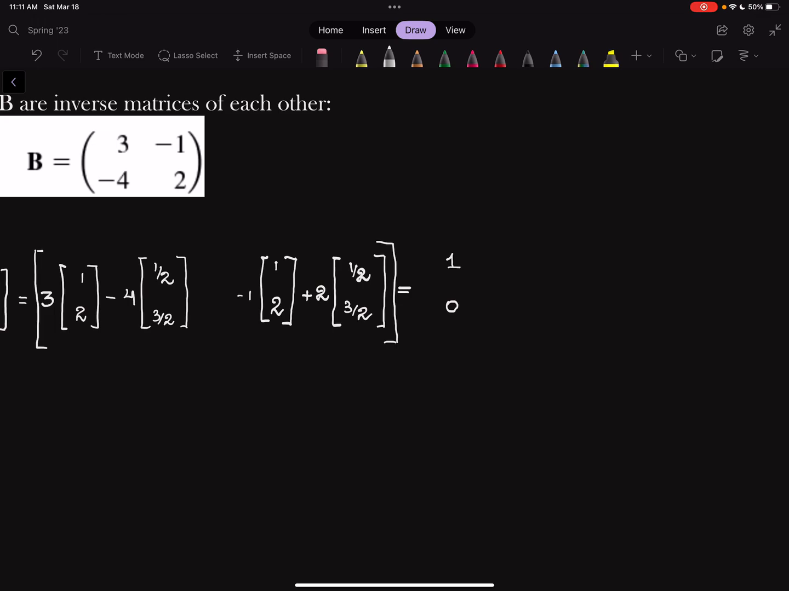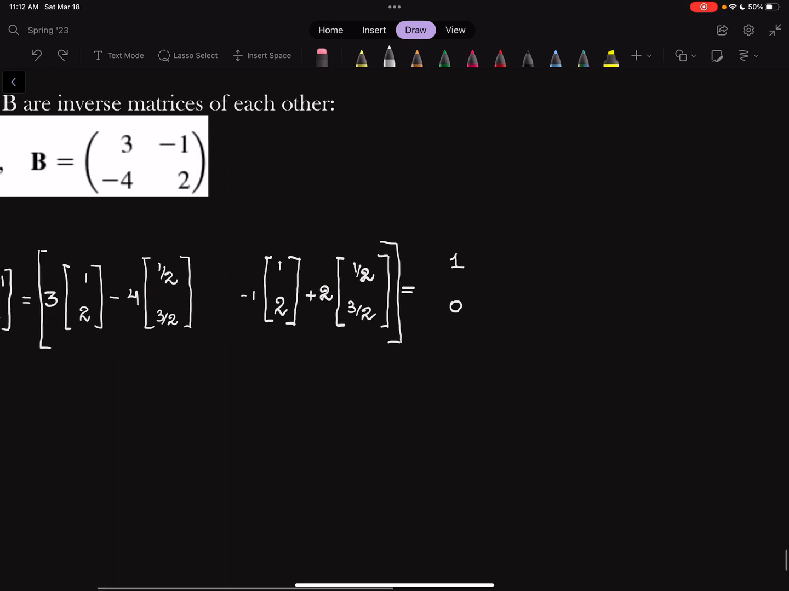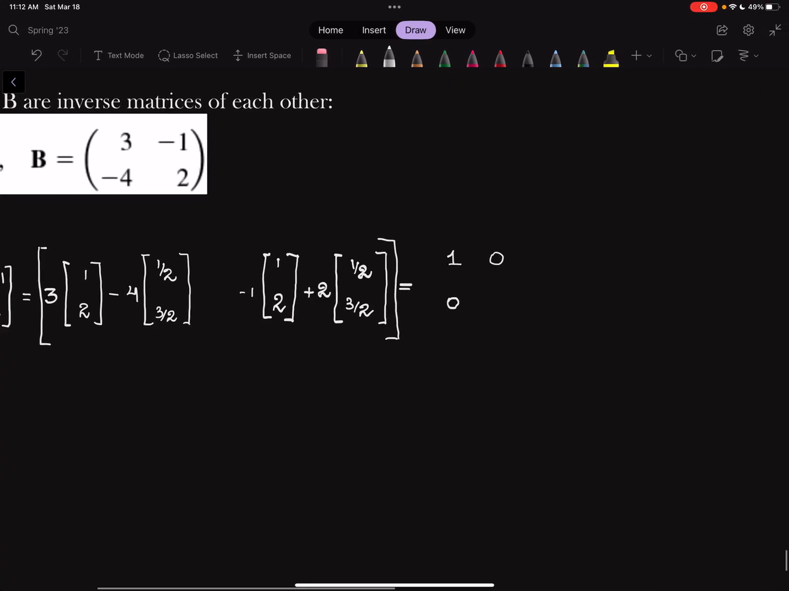And then we're going to go to this. We're going to say -1 times 1, that's just -1, plus 2 times 1/2 is 1. So -1 plus 1, that's going to be equal to 0. And then the bottom is -1 times 2, which is -2, plus 3, which is 1.